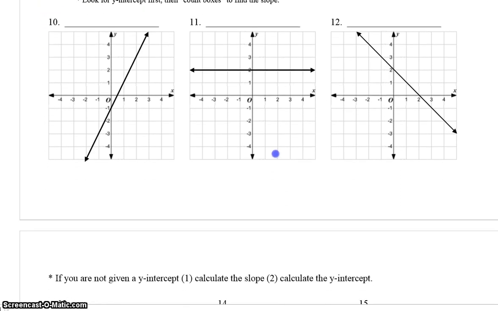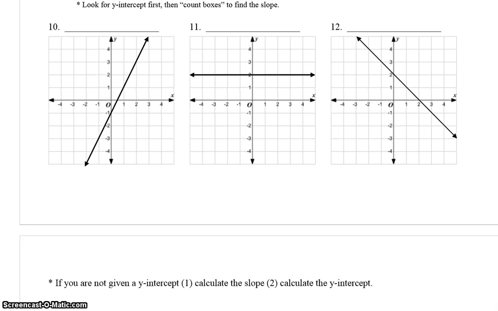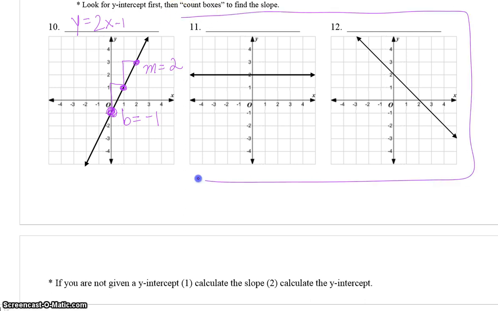Okay, number 10, 11, and 12, instead of given information written out, you have a graph that you're going to pull information from. So you want to look for a slope and you want to look for a y-intercept. Here, your y-intercept, or where it crosses the y-axis, is negative 1, so b is negative 1. And then if you look, another nice crossing point is here and here. And between these 2 points, you can rise 2 and run 1. Rise 2, run 1. That means that your slope is 2, or 2 over 1. The equation of the line, y equals 2x minus 1. I would like for you to try 11 and 12.